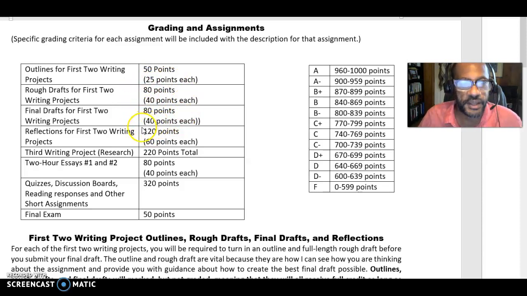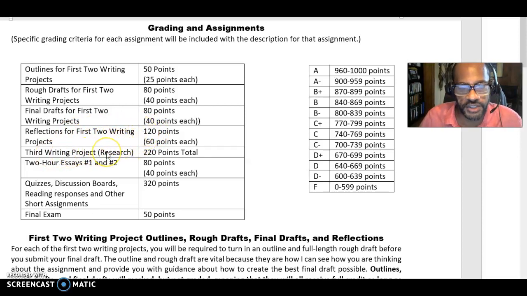Now, down here when we get to the reflections, those are a little bit different because those are the places where I want you to think about the process. And I will give you some very specific questions that I want you to answer. Depending on how thoroughly you answer those questions, you can get up to 60 points, but you can lose points on those. So those are the assignments that are going to be more conventionally graded. So just keep that in mind.